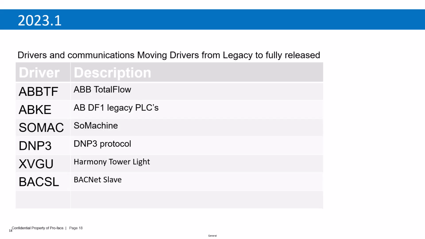Okay, and then the last part is drivers moving from legacy to fully released. In 2023, these drivers were considered part of the legacy package: ABB Total Flow, AB DF1 for legacy Allen Bradley PLCs, the Soul Machine protocols being moved off legacy, DNP3, the XVGU Harmony Tower Light, and BACnet Slave.